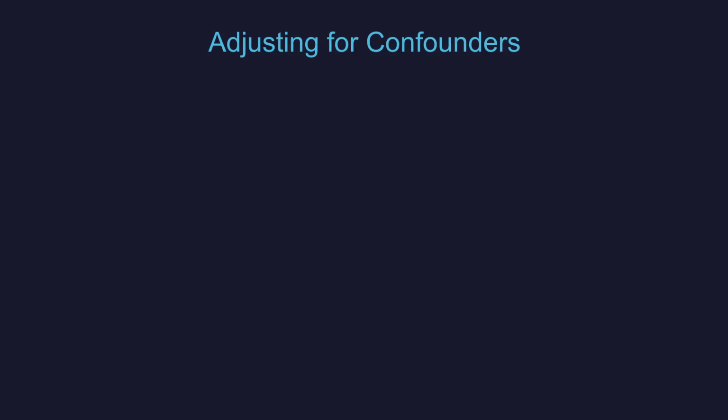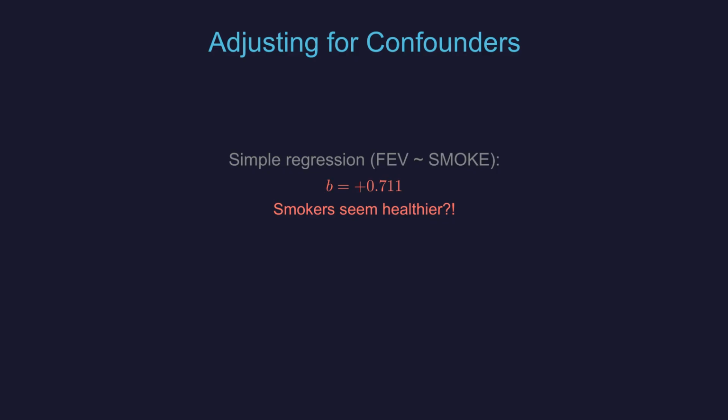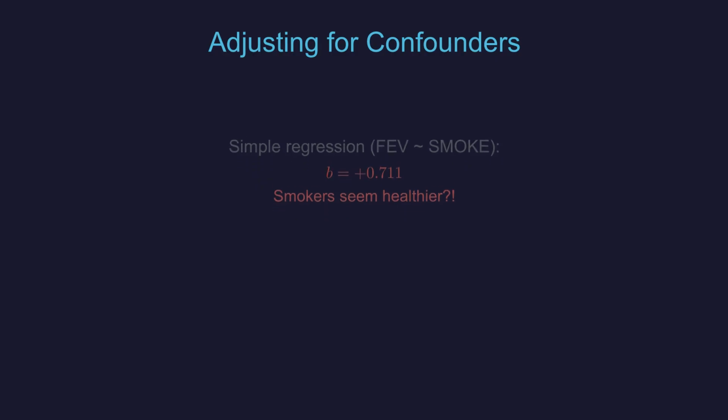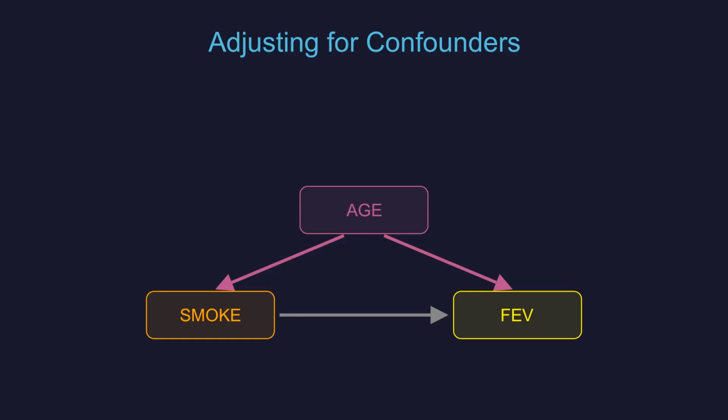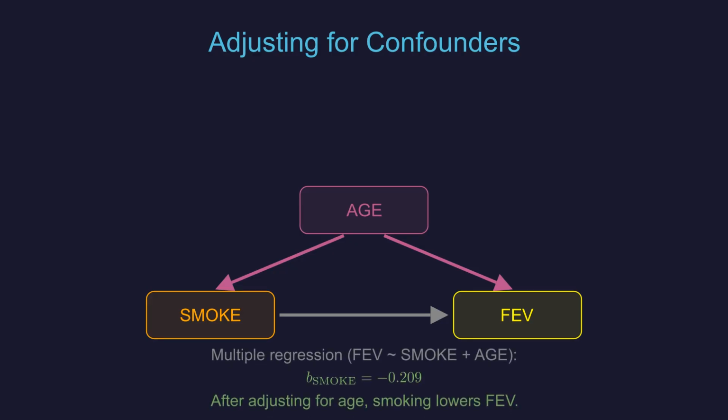Here's a stunning example of why multiple regression matters. In a simple regression of FEV on smoke, the coefficient was positive 0.711, suggesting smokers had higher lung function. How can that be? The answer is confounding. Older children were more likely to smoke, and older children naturally have higher FEV due to larger lungs. Age was confounding the relationship. When we add age into the model, the coefficient for smoke flips to negative 0.209. After adjusting for age, smoking does reduce lung function, as expected.